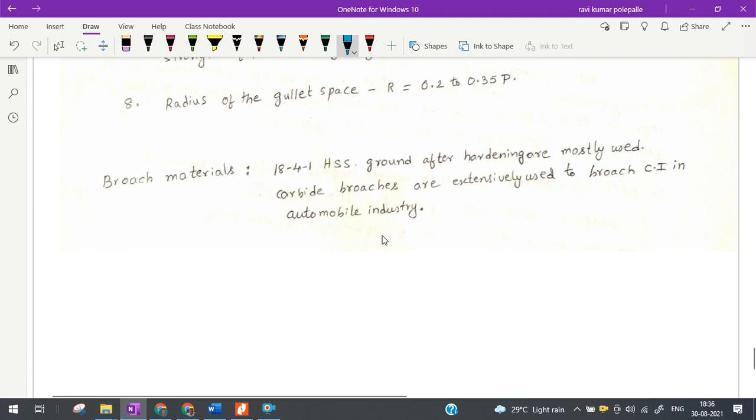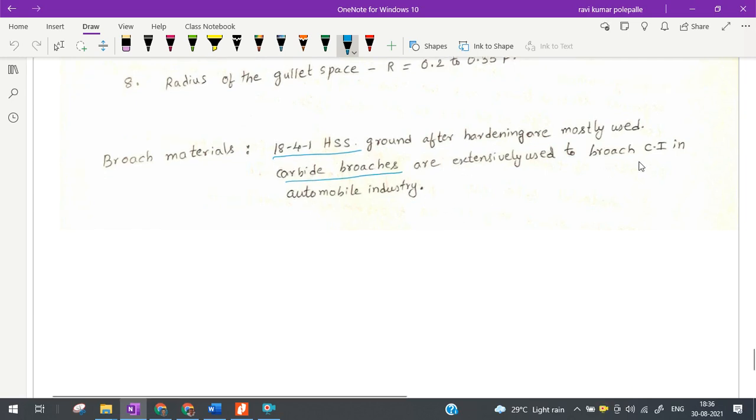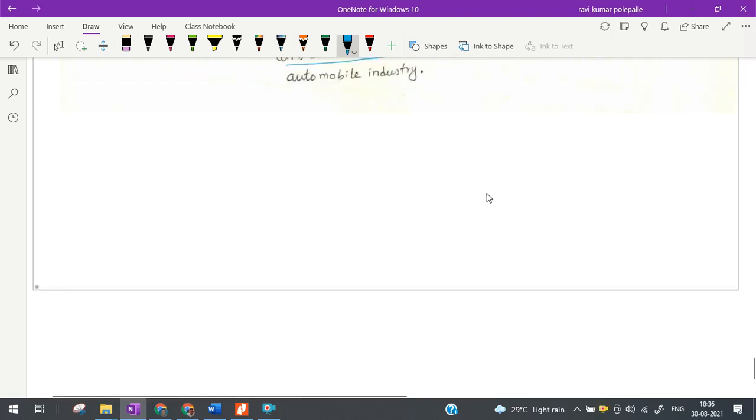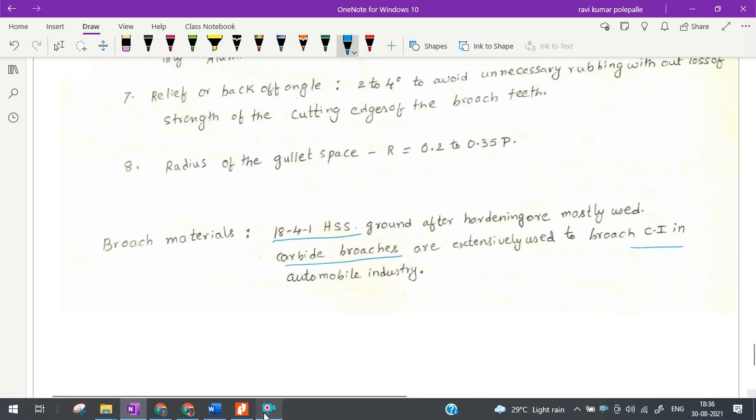Broach tools are generally made of 1841 HSS by grinding process after proper hardening. Sometimes carbide broaches are also used. So carbide broaches are used to broach cast iron particularly. So this is regarding the broaching tools.